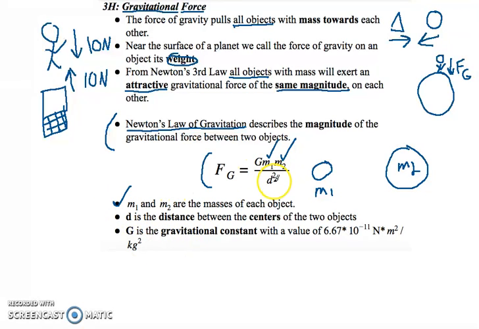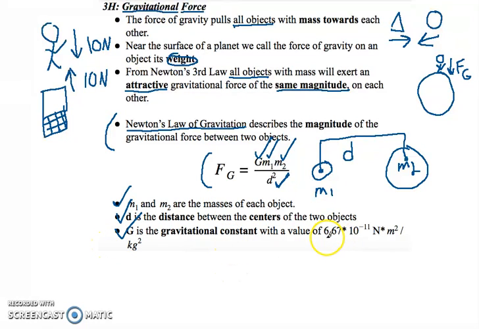The next thing is you'll notice the d squared term under here. So d is the distance from the center of the two objects. So not the distance between the surfaces of the two objects, the distance between the centers of them is d. So from the center of this object to the center of this other object, that's the distance that's looked at in the equation. Then this last term, G, this is the gravitational constant between the two.